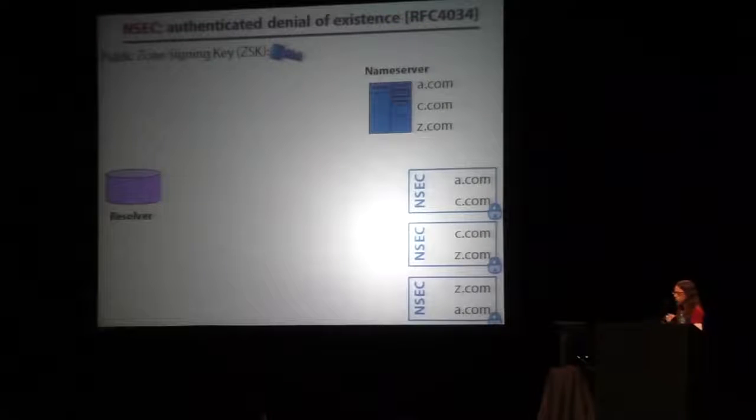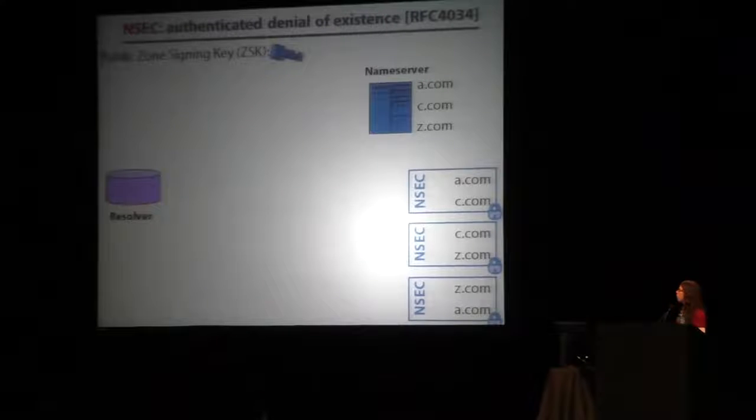All right, so how was denial of existence initially done in DNSSEC? DNSSEC has a public key for the zone, which is known to all resolvers using DNSSEC, through mechanisms that we're not going to talk about today. We have our name server, we have our zone. These are the names that are present in the zone. These are NSEC records. These are the way you answer queries for names that are not in the zone.